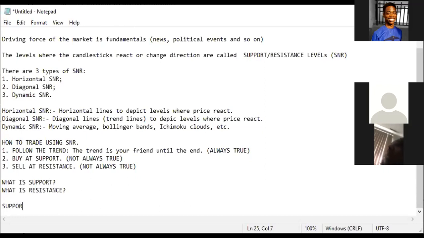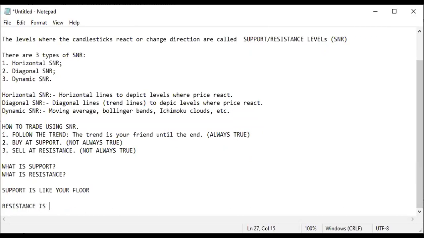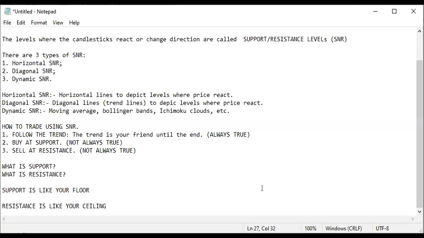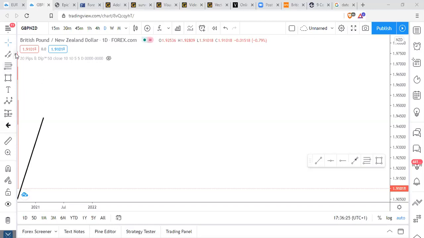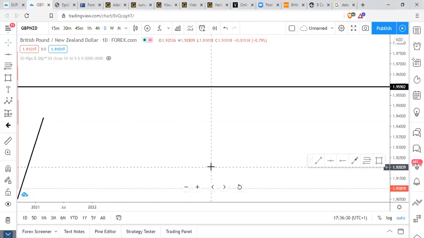Support, basically, support is like your floor. All right. Resistance is like your ceiling. All right. Support is like your floor. Resistance is like your ceiling. Now let's go back to my charts and I'll show you guys what I mean. So let me put these lines here. Let me put this line one and two.